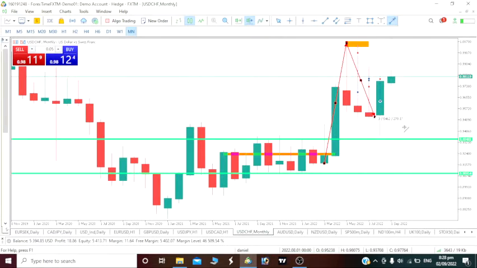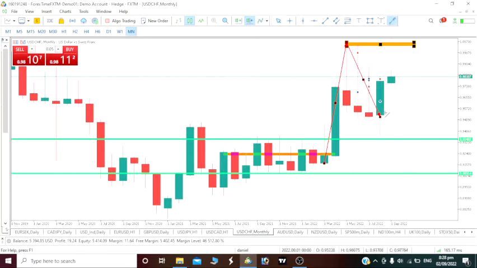What we are expecting next is another impulse movement upward again, at least to take out our previous highs on our monthly time frame. Since this was our previous highs on our monthly time frame, which is about, let's say, take it as 1.00700. See it here, 1.00700.